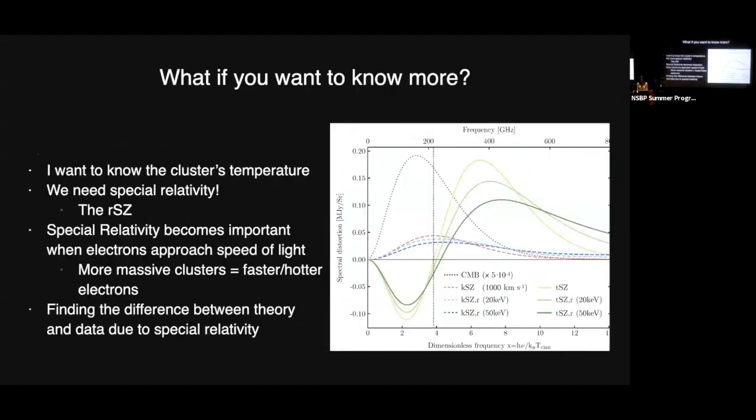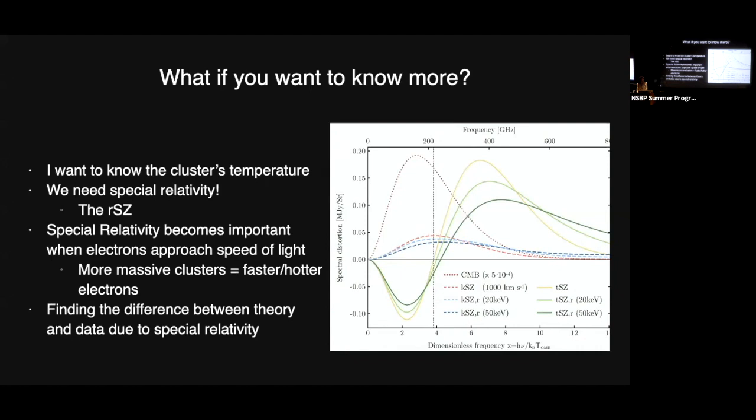But what if there's other things you want to know about galaxy clusters? For example, I'm interested in finding out what their temperatures are. Is there a way to measure that? In order to figure that out, I need to take into account the relativistic effects of the SZ effect, or the RSZ. So I need to factor in special relativity.